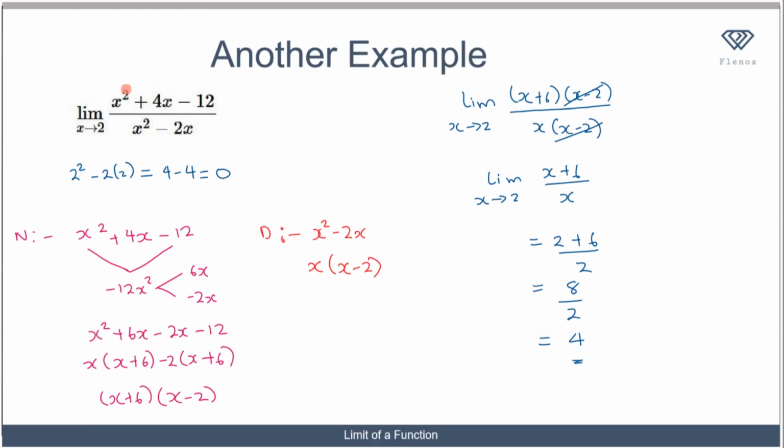So to recap, what we did first was we tried to substitute the value of x into the denominator, and we got the denominator to be 0, so we know that it was undefined. So we tried to factorize and simplify before we worked out and substituted the value of x as 2, which we eventually got to be 4.